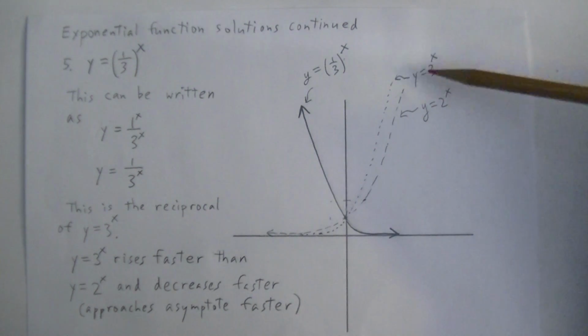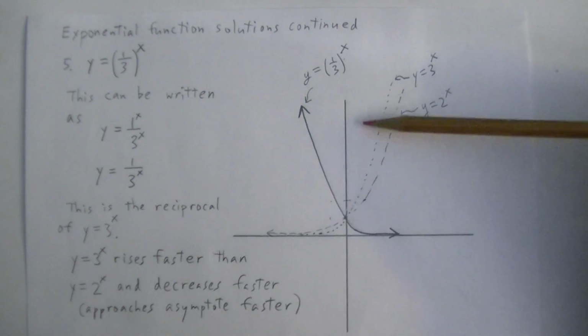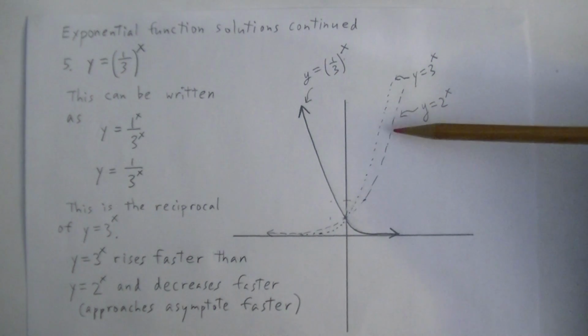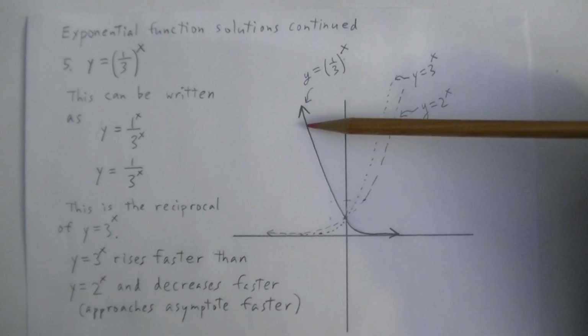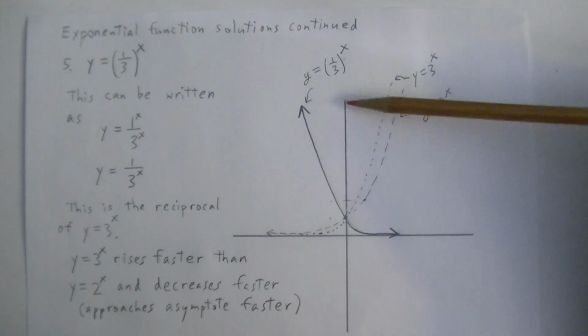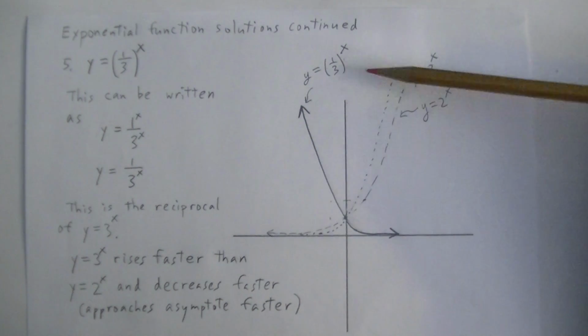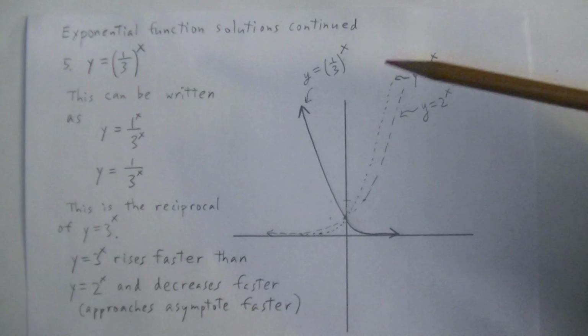Then I flipped it, or rotated it, about the y-axis, so every point that's on the right of y equals 3^x is equidistant on the other side of the y-axis. You could also graph this by plugging in points.